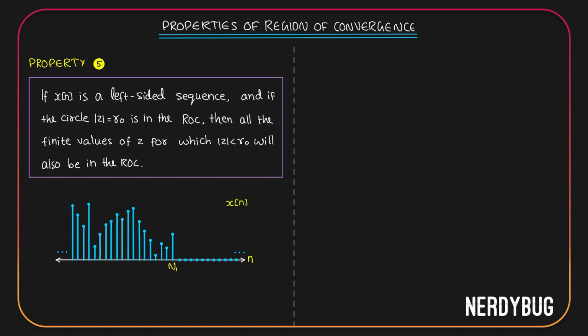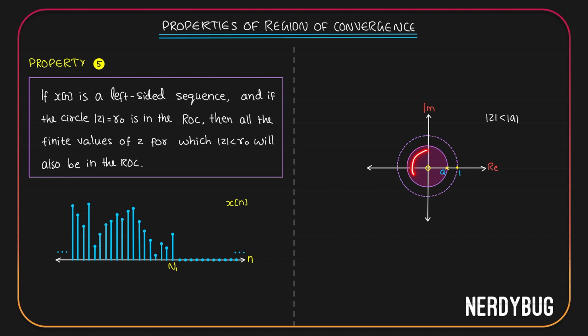For example, let us take the ROC plotted on a z-plane for a left-sided sequence. For a left-sided sequence, we will always get the ROC as magnitude of z being less than some value, so it will look like this. If magnitude of z should be less than the magnitude of a, then the ROC will be the inner part of the circle whose radius is a.